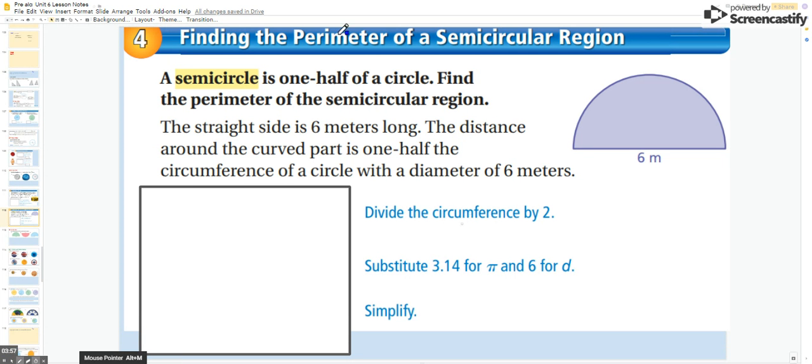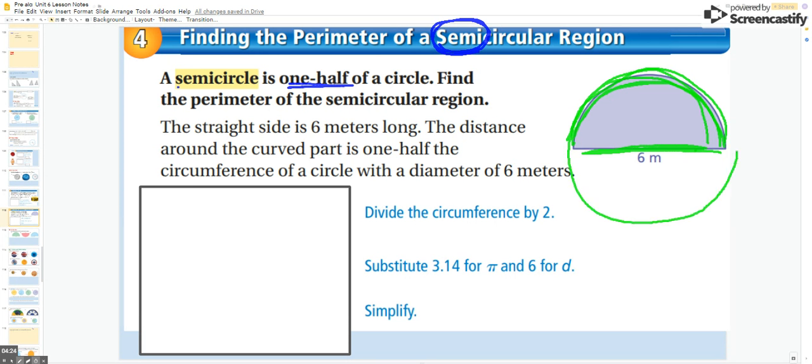All right, we're going to find the perimeter of a semicircle. Semicircle means it's a half circle, right? So a semicircle is 1/2 of a circle. We're going to find the perimeter. Perimeter means distance around. So it's not going to be just this half, because there's another part at the bottom, right? Everyone see that? So after you find the half circumference of this full circle, you're going to add the bottom part, okay?